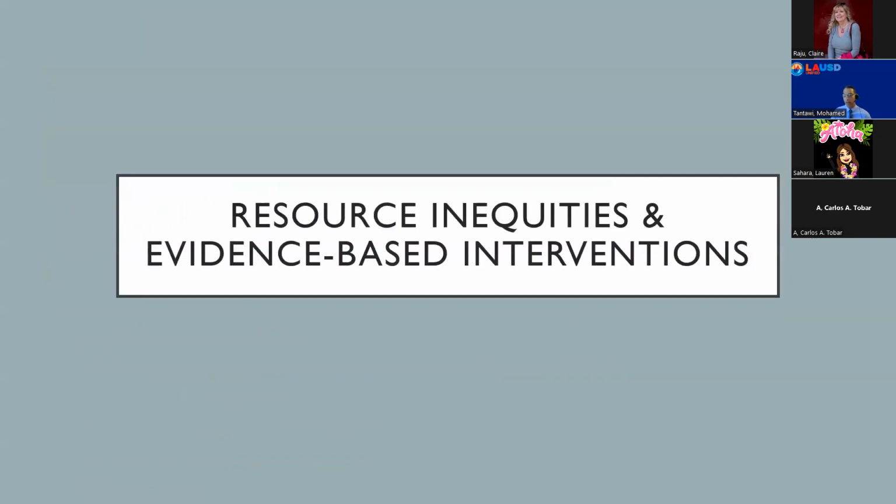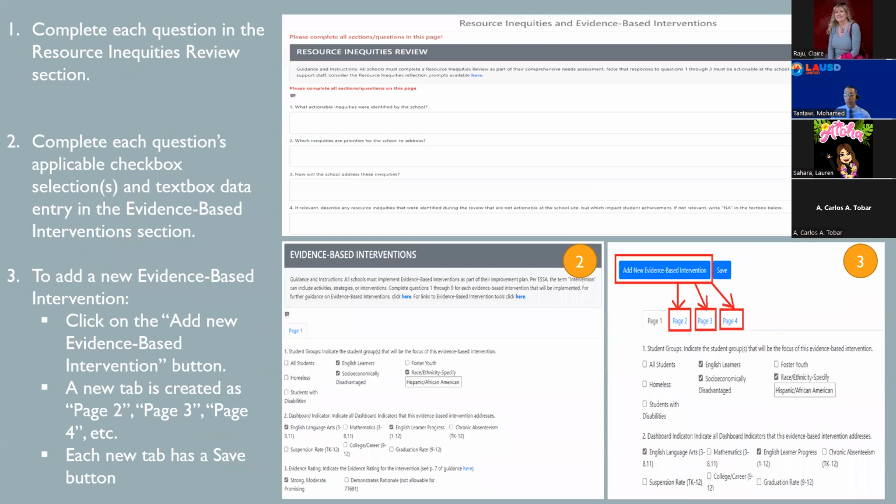The next tab is the Resource Inequities and Evidence-Based Interventions tab. The top section is your resource inequities, where the school will identify actionable inequities at the school site, which inequities are priorities for the school to address, how those inequities will be addressed, and if applicable, any inequities identified that are not actionable at the school level.